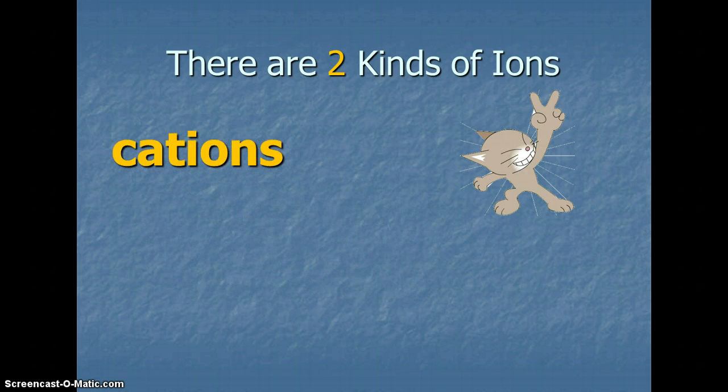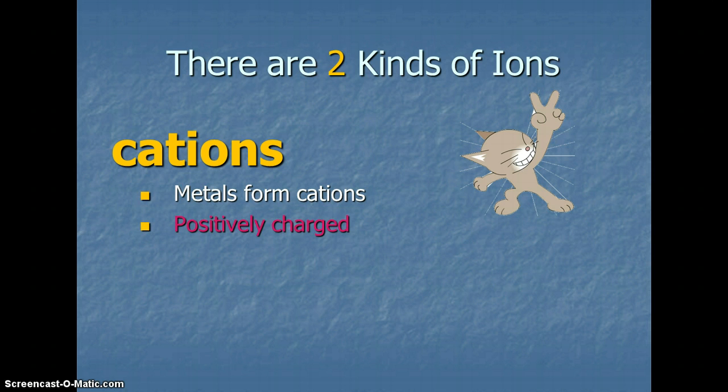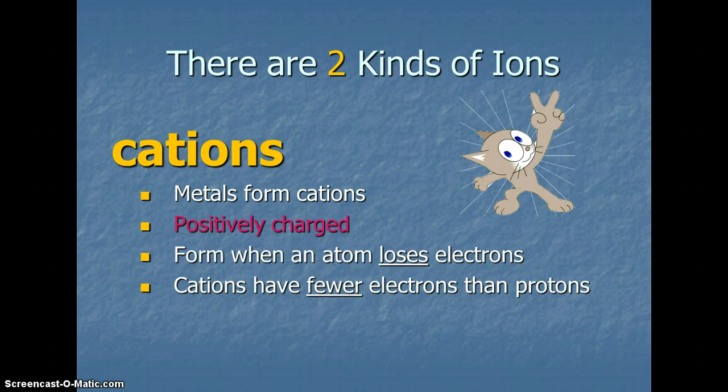There are cations, and those are metals that form the cations. They're positively charged, and they form when an atom loses electrons. So cations have fewer electrons than protons. Examples here: calcium was one of them, lithium, magnesium, aluminum. Anything with a positive charge for an ion, that's a cation.